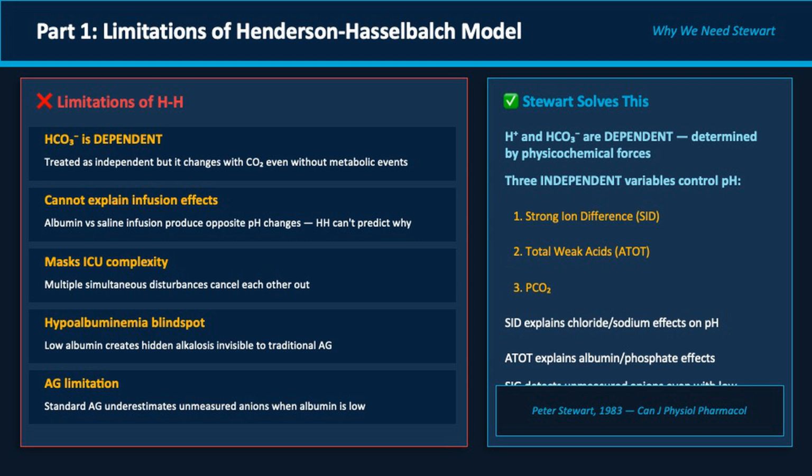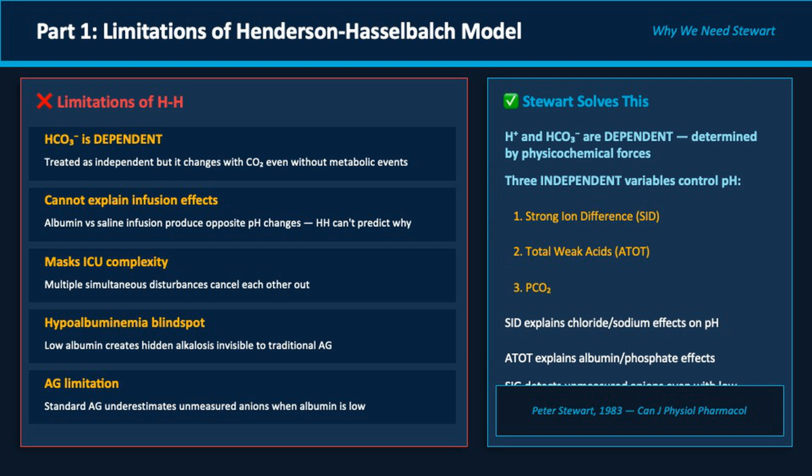Second problem. Albumin infusion and saline infusion do opposite things to pH. Albumin makes blood more alkaline, saline makes blood more acidic. The old model cannot explain why. Stewart can. Third problem, and this is the big one. In the ICU, patients have multiple problems happening at the same time, and these problems can cancel each other out. A patient with low albumin has a hidden alkalosis that masks their true acidosis. The numbers look normal, but the patient is sicker than you think. This is dangerous. Stewart's model solves all of these.